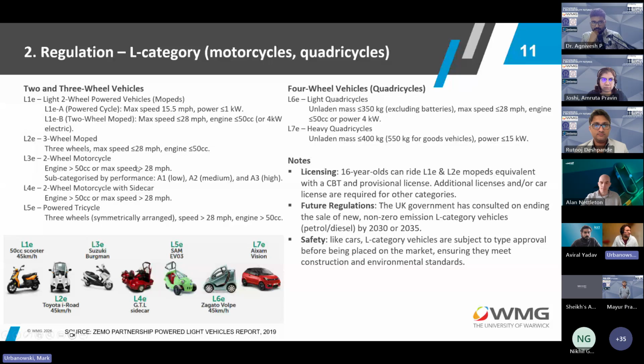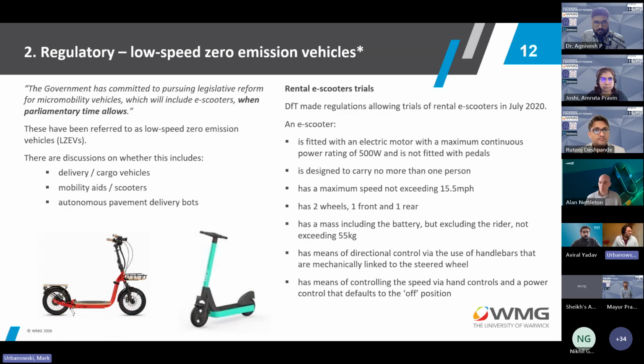Onto the L category, I certainly won't read this out because there's too much information on here, but there are lots of different subcategories of L category vehicles, from L1 up to L7, which ranges from a small low-speed 50cc equivalent moped right the way up to what is a small car or a heavy quadricycle. There's some images of those different classes shown below, and then we've got the new low-speed zero-emission vehicle LZEV category.